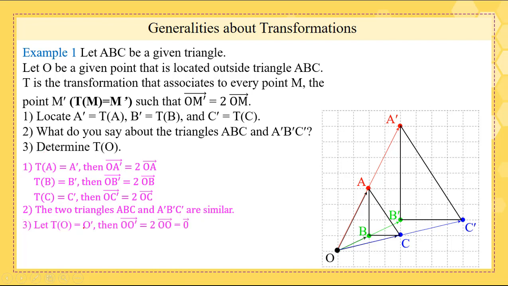Part 3, determine T of O. Now if T of O is equal to O prime, then put O prime instead of M prime and O instead of M. We get vector OO prime equal to vector OO, which is equal to the zero vector. In this case, O prime coincides with O. So we can replace O instead of O prime. We get T of O is equal to O.